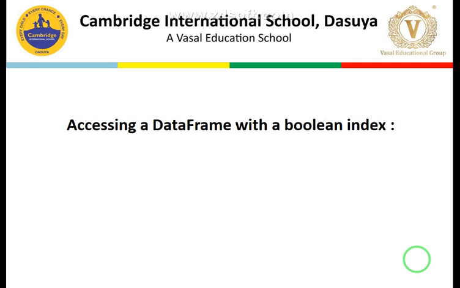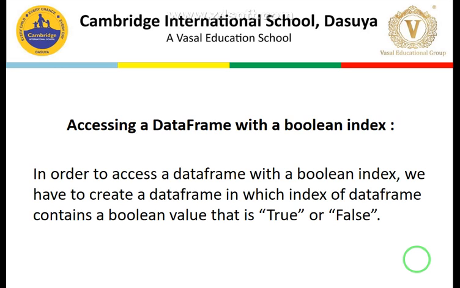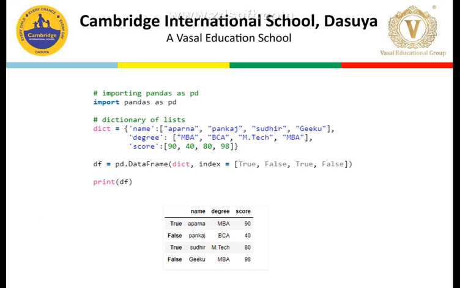What we covered yesterday was accessing a data frame with a Boolean index. In order to do this, we have to create a data frame in which the index contains the Boolean values, true and false. The important thing here is that first of all we need to create a data frame, and its index should contain the values true and false. We will do that with an example.